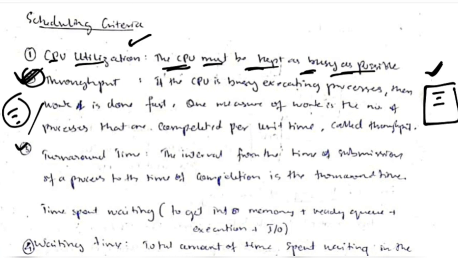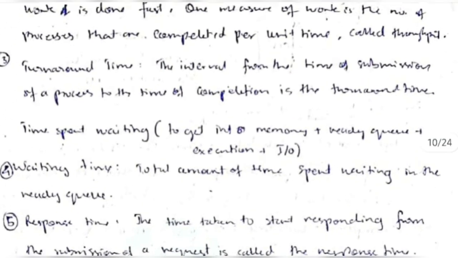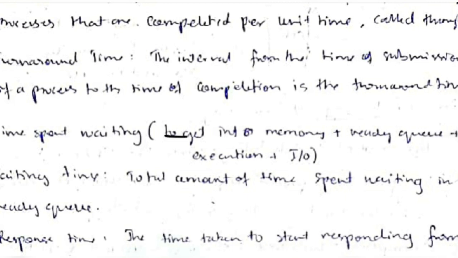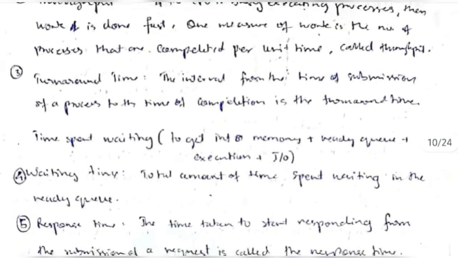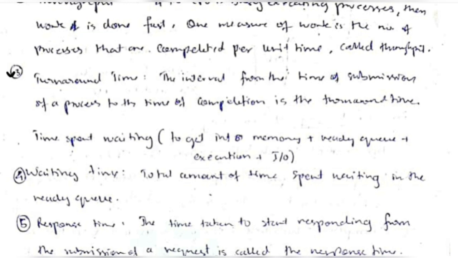And the third one is turnaround time. Turnaround time means the waiting time, like for example, to get the information from the memory and from the ready queue, and to execute the program and to take the input output, okay. So that's the turnaround time. For maximum utilization, the waiting time should be as less as possible, okay.